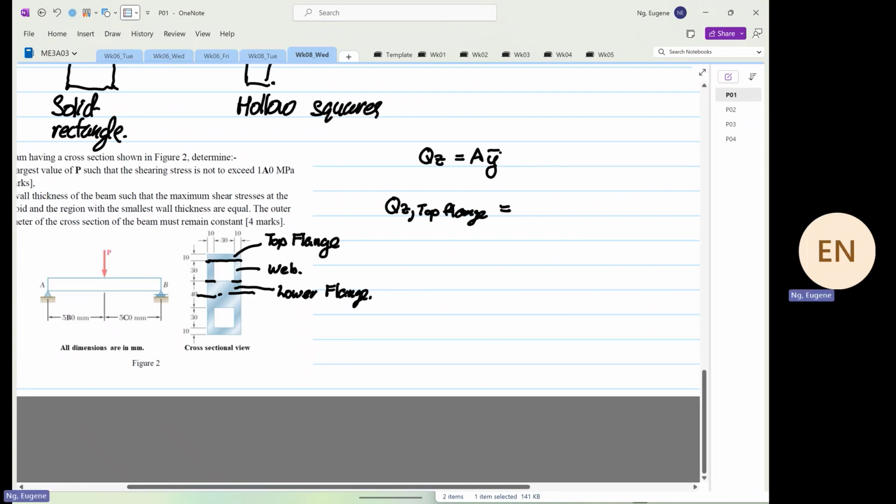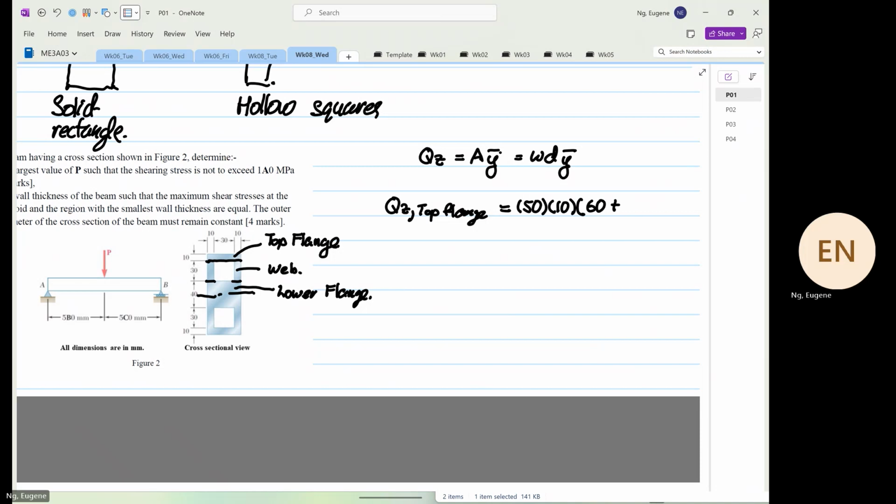So what I like to do for the area is go to width, depth, y bar. The width over here is 50. The depth is 10. The y bar is 20 plus 30, that's 50, 60, minus 10 divided by 2.